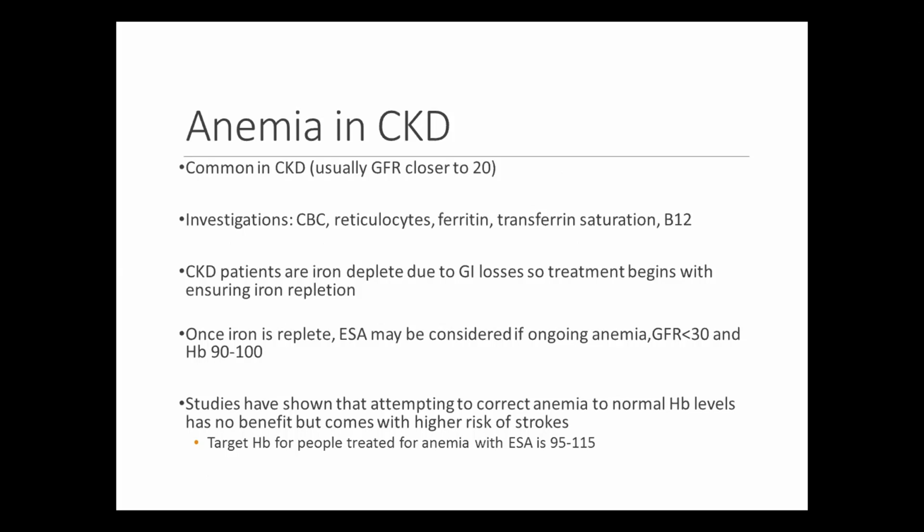I will say that studies have shown that attempting to correct anemia to normal hemoglobin levels hasn't been shown to benefit individuals with CKD, and comes with a risk of higher risk of strokes. And because of that, the target hemoglobin for patients who are treated with EPO for anemia is a hemoglobin of 95 to 115.